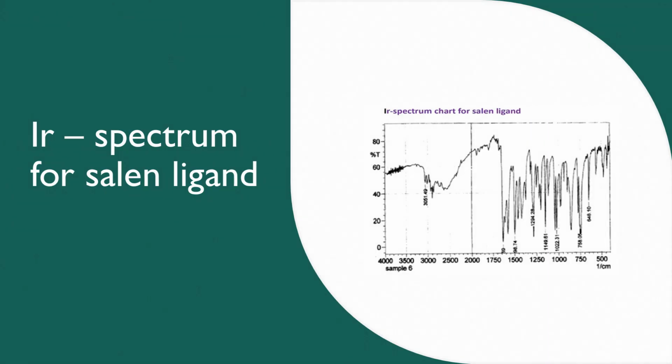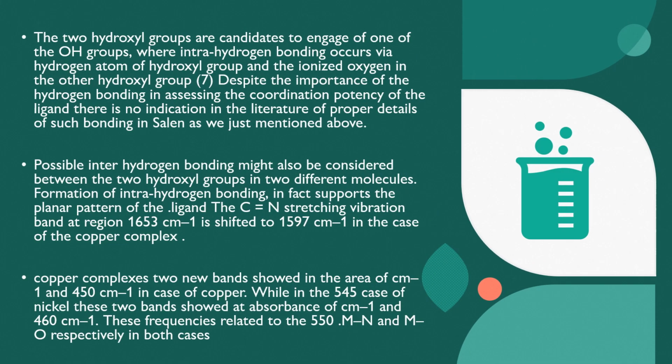Here, we use the IR spectrum to detect the functional groups of Salen ligand. As we see here, the CH aromatic, we find it after 3000, and CH aliphatic, we find it before 3000. The C double bond N, we find it near 1600, and C single bond N, we find it at 1230 to 1030. And finally, the C-O, we find it between 1000 and 1030. Also, here we find that there are hydroxyl groups.